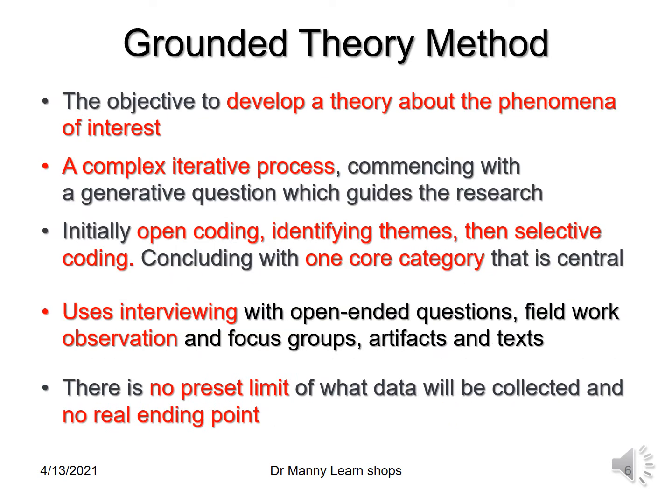Then you've got the grounded theory method, where the objective is to develop a theory about the phenomena that you're interested in. It's a complex iterative process, as we've indicated previously, commencing with a generative question which guides the research. Initially, you can have open coding, which identifies themes, then it evolves into selective coding, and eventually concludes with one core category that's central to the whole process.